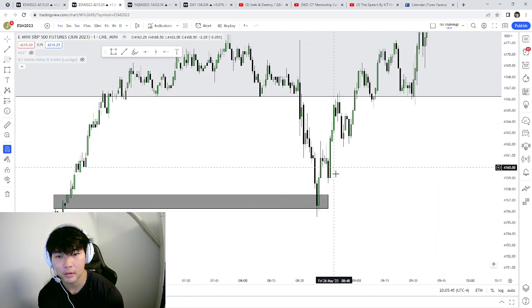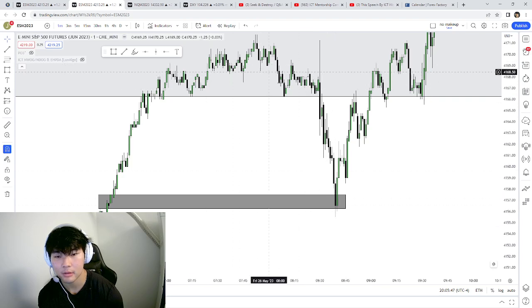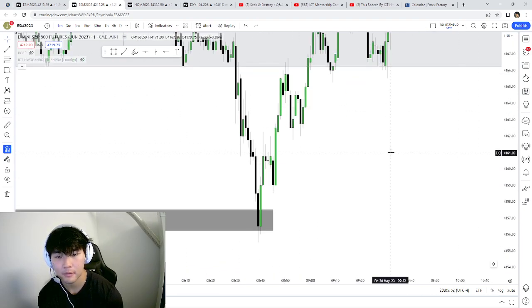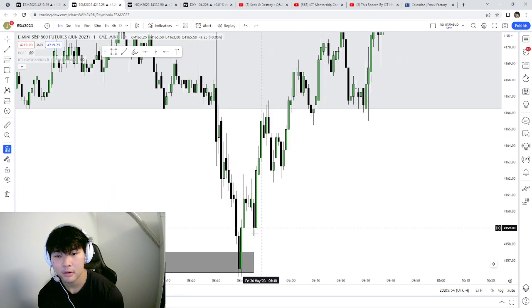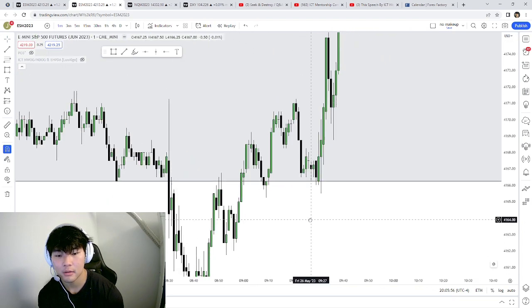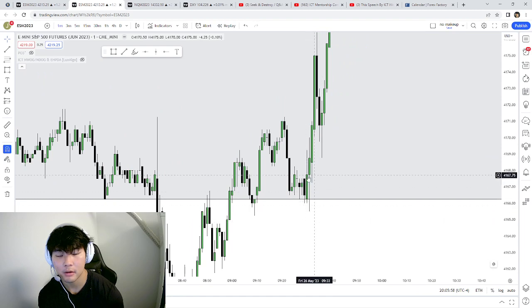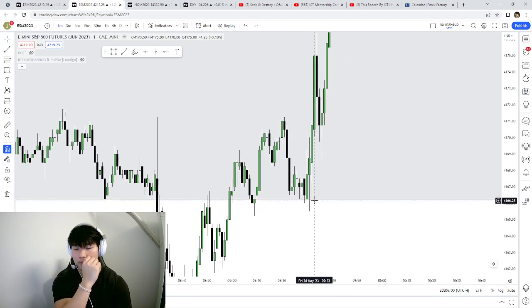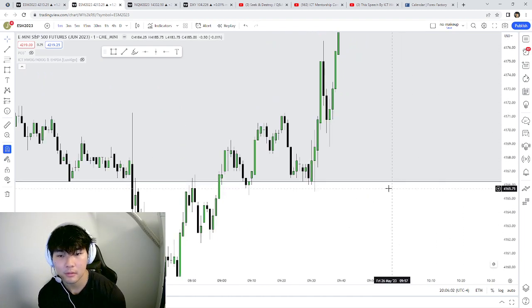So we drop here, and it looks bearish, reacts very quickly off of this 5-minute fair value gap, right? We get a really nice break of structure to the upside. Market opens right here. So now I'm thinking to myself, right, what's gonna happen here?